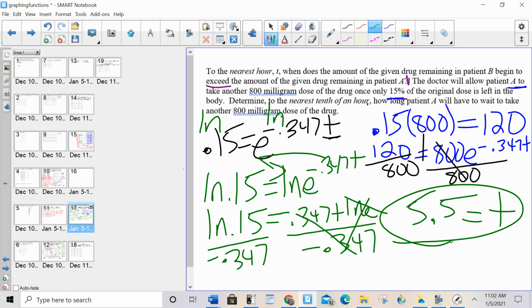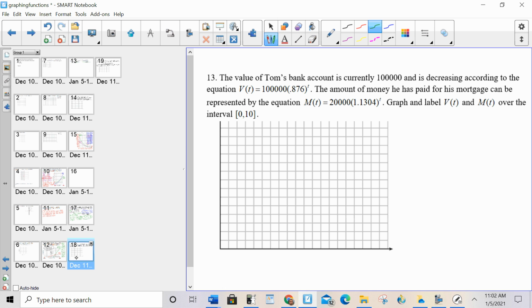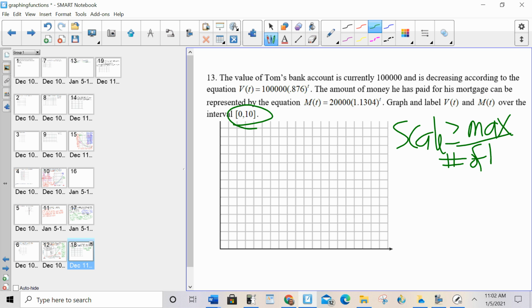That's it. So listen, these are long questions. Some of them have more twists than others, but to graph something, you type it into the calculator. It usually gives you what you're graphing between. For example, if I take a look at the next one, this one I'm graphing between 0 and 10, so I'm going to copy on the tables from 0 to 10. I need to make my scale. Scale is greater than or equal to the maximum divided by the number of boxes. We did a whole lesson on that. So if you're not comfortable with that, go back to that lesson.